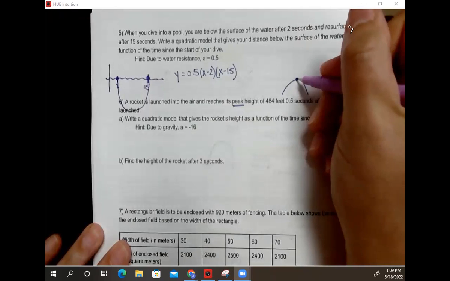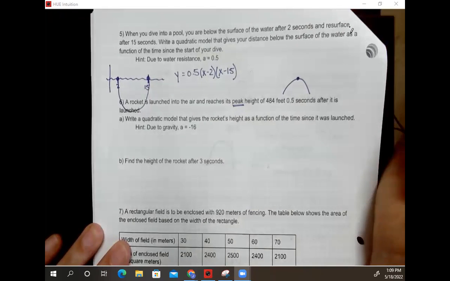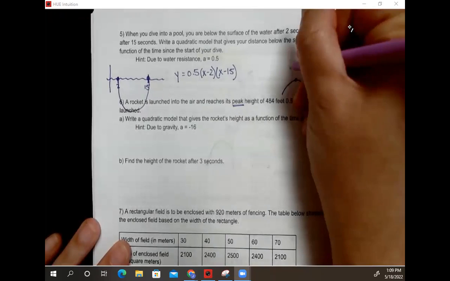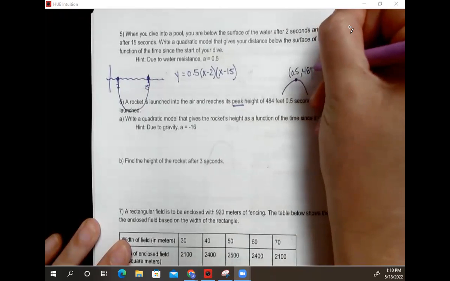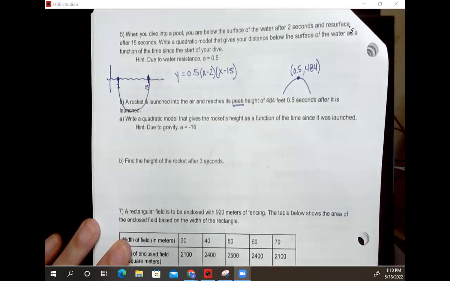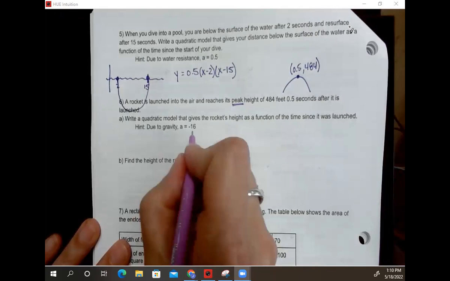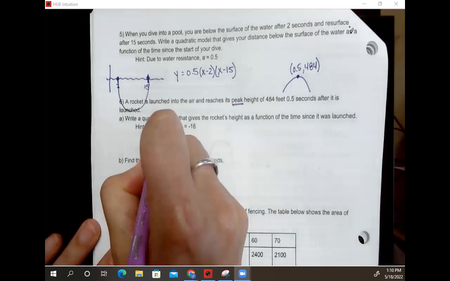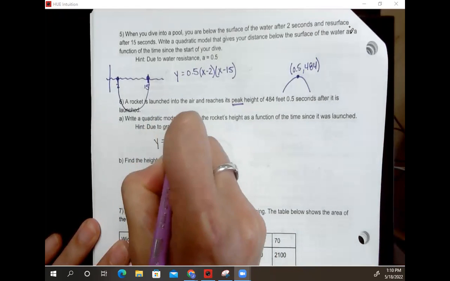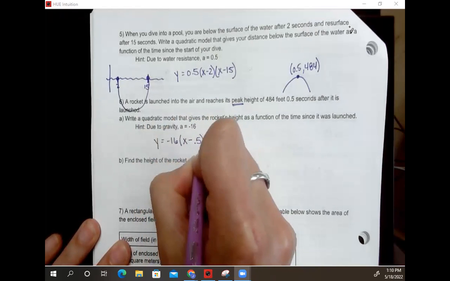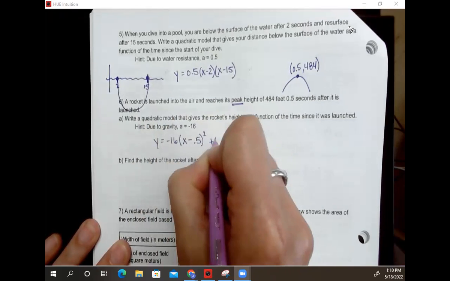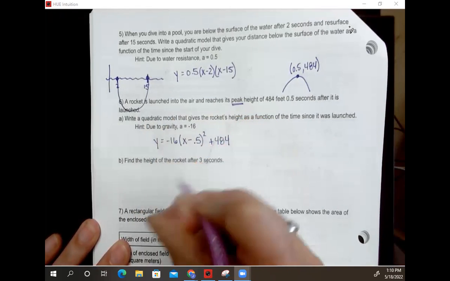What point would I call this, or what name would I give this point? That's the what of the parabola? Vertex, yeah. So my vertex is 0.5, 484. If I know the vertex, I can write vertex form. And again, it tells me my A here. So this would be y equals negative 16 times x minus 0.5 squared plus 484.